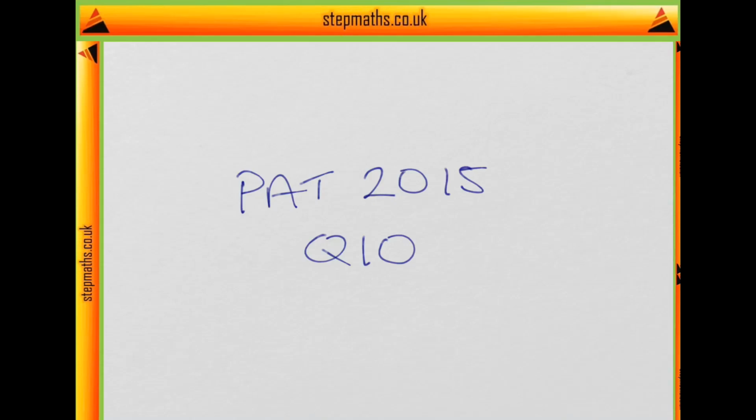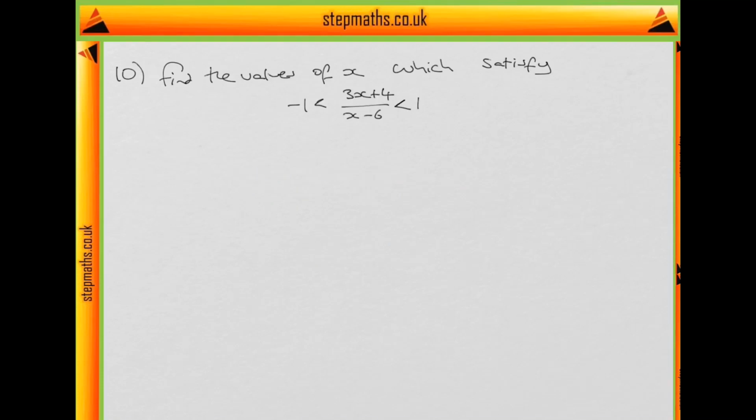Hi, today we're going to be looking at 2015 PAT paper question 10. Question 10 asks us to find the values of x which satisfy this inequality here: minus 1 strictly less than (3x plus 4) over (x minus 6), which is strictly less than 1.